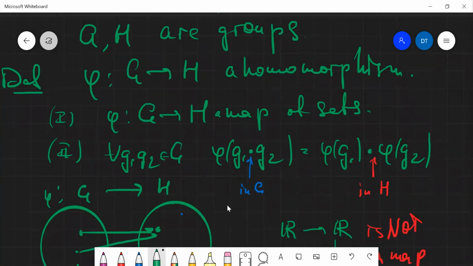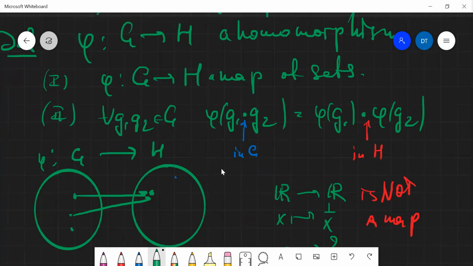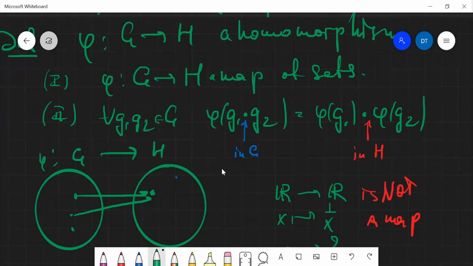So it isn't necessarily true that operations in both H and G are the same? So it may be different operations. Yeah. But G and H are different sets. It doesn't make sense to say that operations on different sets are the same. I see. Yeah. Thank you. Sorry. No problem.